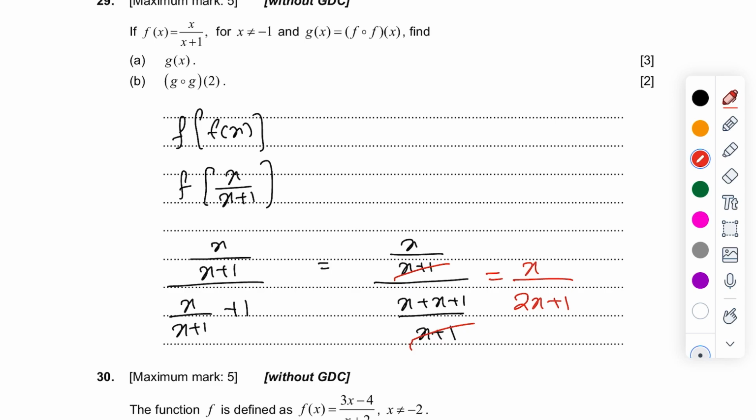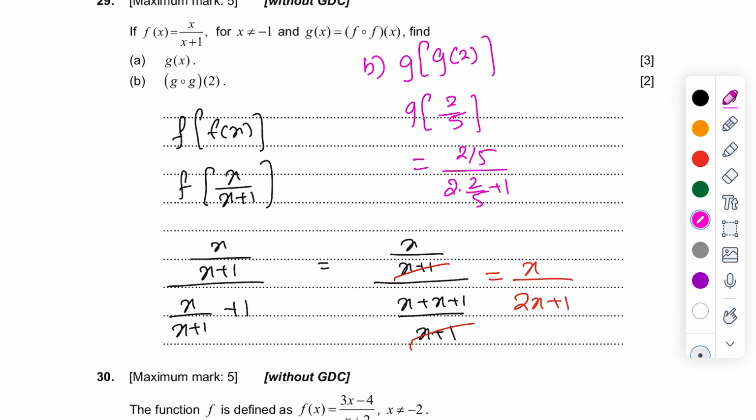g circle g of 2. So g of 2. What is g of 2? 2 upon 5. Plug in 2 upon 5. 2 upon 5 divided by 2 times 2 upon 5 plus 1, which is going to be 2 upon 9.